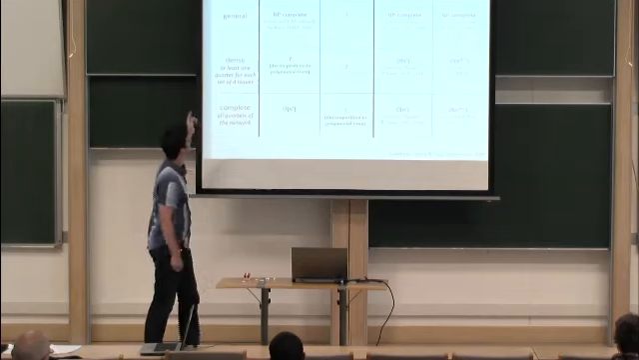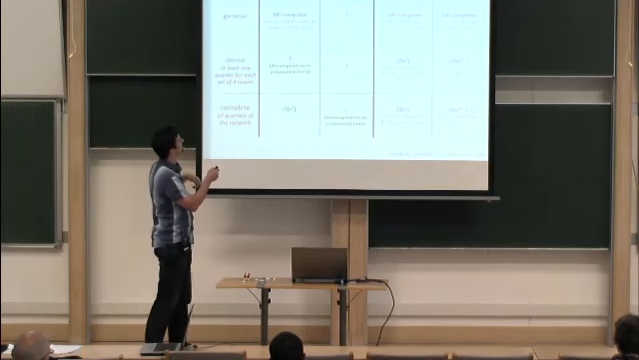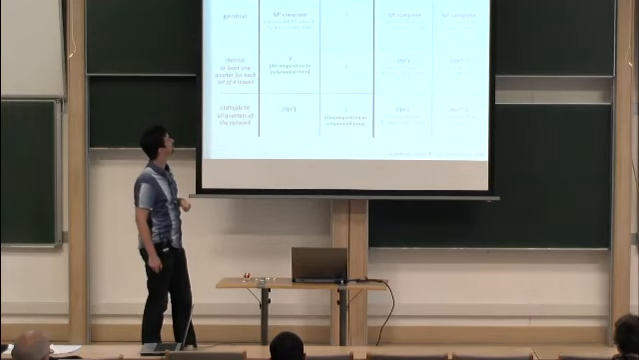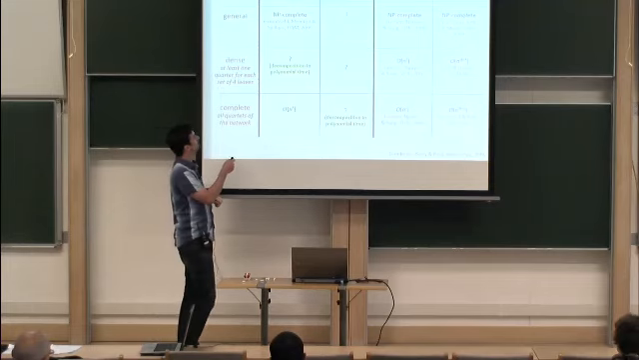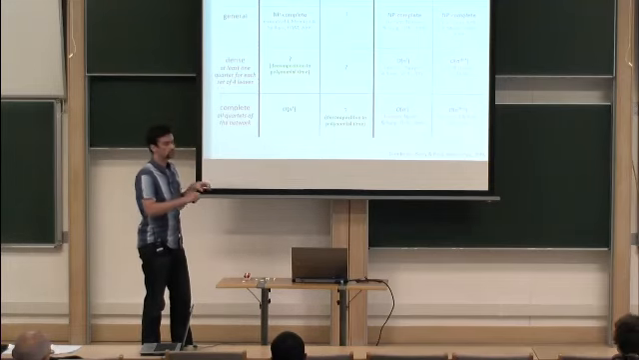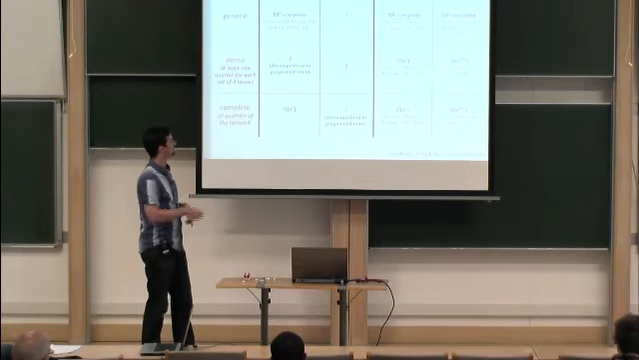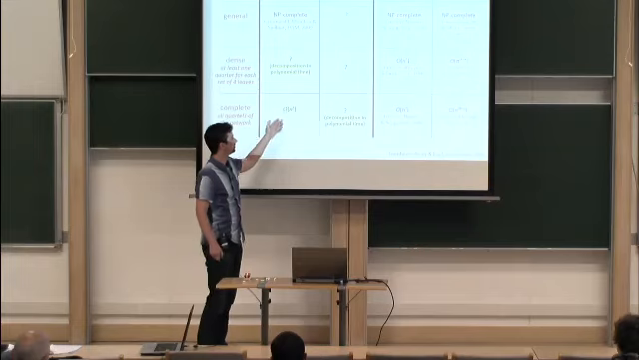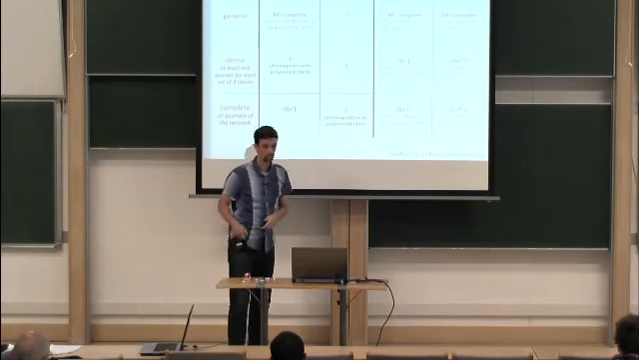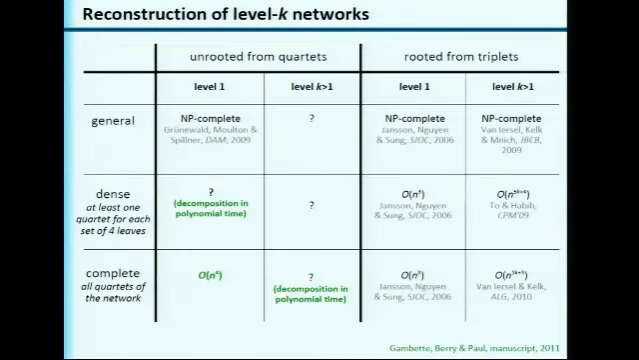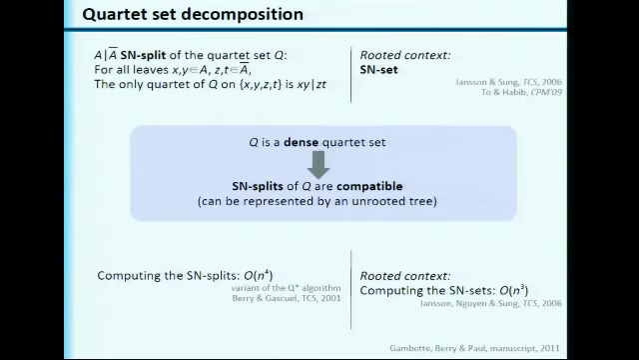So what we can do is notice that it is NP-complete to reconstruct an unrooted level 1 network from quartets, but when we have density, it's possible to find the decomposition of the network into blobs thanks to the quartets themselves, and when it's complete, then we can reconstruct this level 1 unrooted network completely, and decompose the network when the level is greater. So the idea is to use the equivalent of SN sets, which were introduced in the rooted context. This gives you a decomposition of the quartet set when it's dense, and this decomposition is into an unrooted tree.